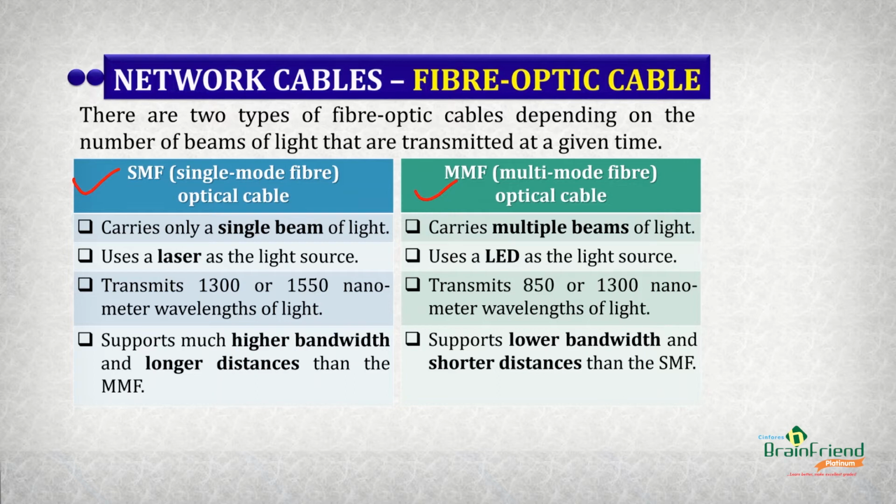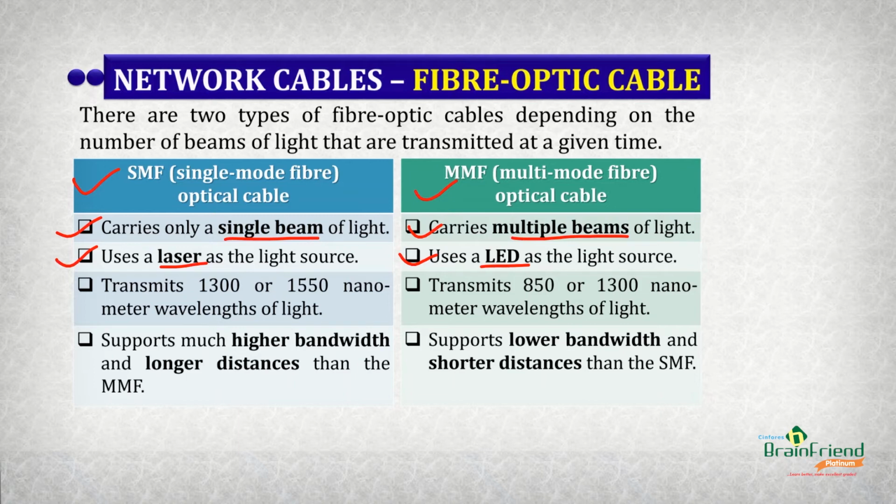Now let's compare them to see their differences. The single mode fiber optic cable carries only a single beam of light, whereas the multi-mode fiber optic cable carries multiple beams of light. The single mode fiber optic cable uses laser as its light source, whereas the multi-mode uses LED as its light source.